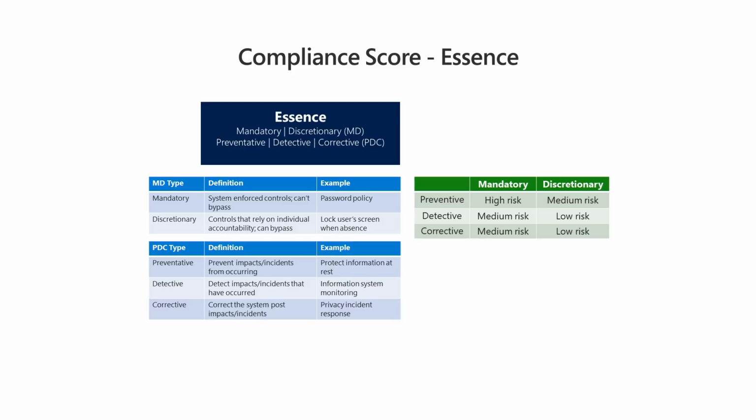We categorize each of controls into 6 categories and assign the level of risk based on the table on the right-hand side that you see here.